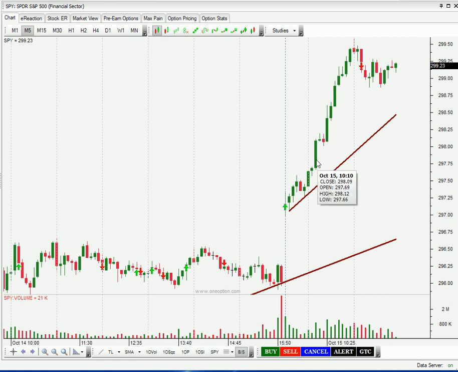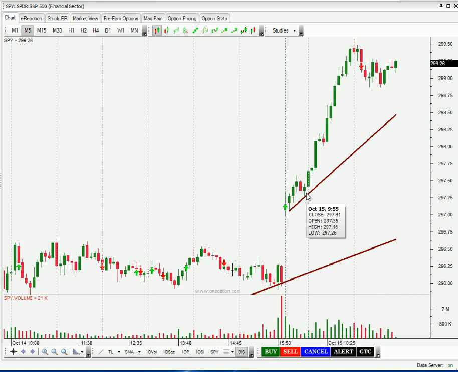I was going to mention when you get these long green candles stacked one on top of the other, the first pullback is always a good one to be long. So I am going to go buy some futures right now. That's how you use the trend tool.